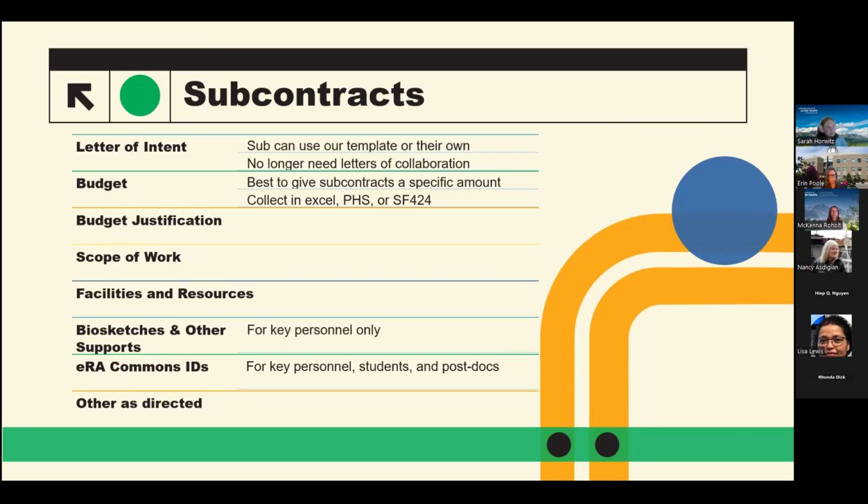ERA Commons IDs I like to mention because they're required for key personnel, students, and postdocs. And we don't usually have a lot of students and postdocs, so we might forget about that. So it's important to collect those from the subcontractors. On the internet site, we do list our common collaborators, so if you start with that list, then we might already have collected their Commons ID for a previous submission. And then, of course, there are going to be a lot of other documents that the subcontractors are working on as you develop the overall proposal.